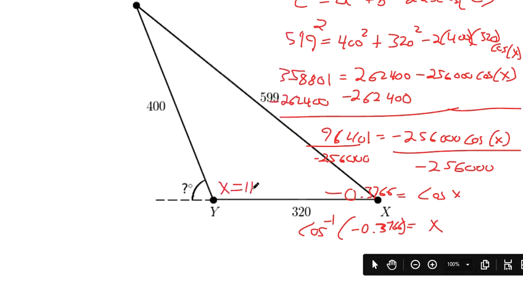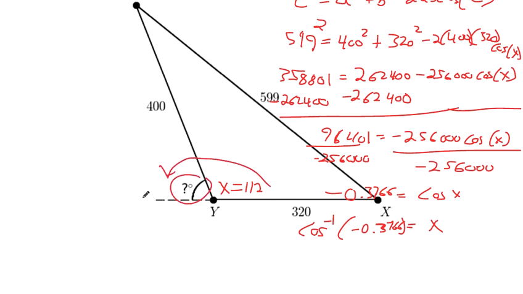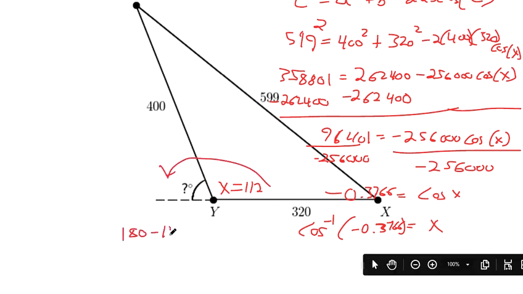Sorry, so that's x. X is 112 degrees. I forgot though. They're looking for this angle over here. So that's 180 degrees minus 112. So that's 68 degrees.